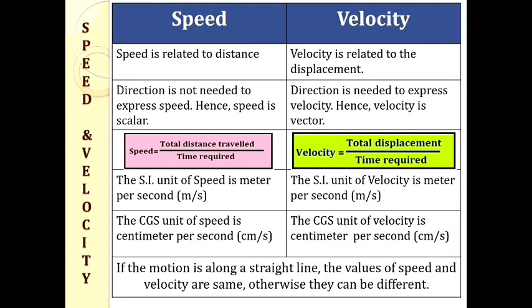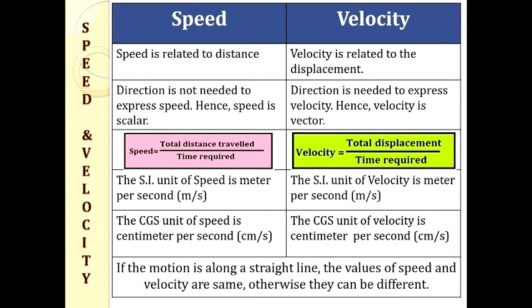The formula to calculate speed is total distance traveled upon time, and the formula to calculate velocity is total displacement upon time. The SI unit of speed is meter per second and the SI unit of velocity is also meter per second. The CGS unit of speed is centimeter per second and the CGS unit of velocity is also centimeter per second. Now the similarity.